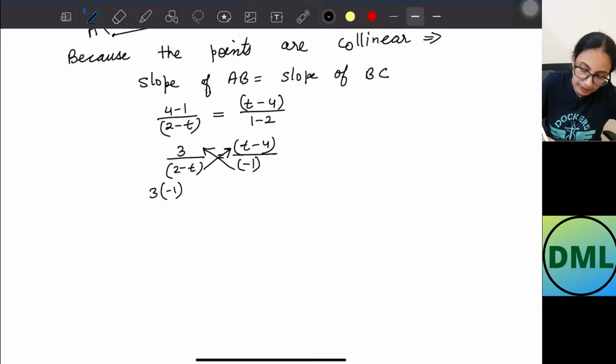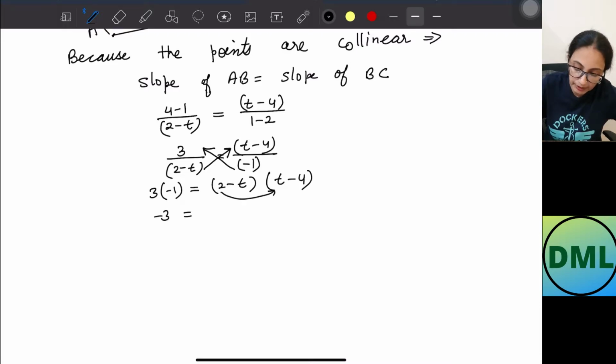It will be 3 times minus 1 is equal to 2 minus t into t minus 4. Now, it will be minus 3. Now, you have to open the bracket here. So, 2 will be multiplied by t, 2 will be multiplied by 4, as well as t is multiplied by t and t will be multiplied by 4. So, let's open it. It will be 2t minus 8 minus t square plus 4t.